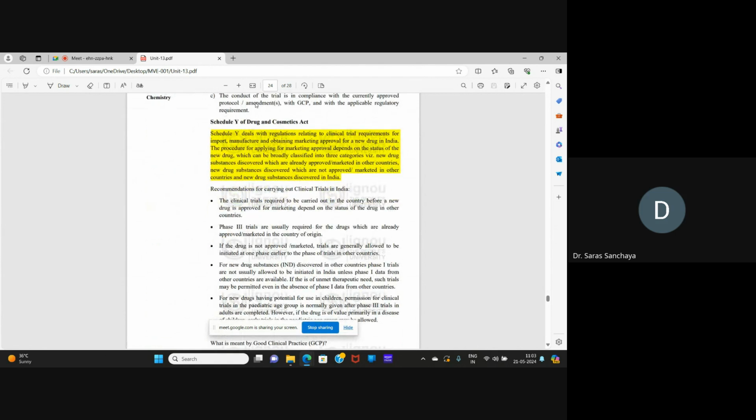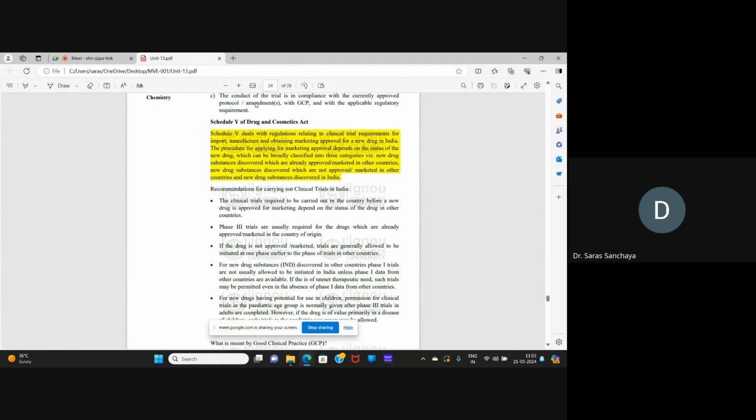Now we come to the last part, that is Schedule Y and Drugs and Cosmetics Act. Schedule Y deals with regulations relating to clinical trials, requirements for import, manufacture, and obtaining marketing approval for a new drug in India. The procedure for applying for marketing approval depends on the status of the new drug, which can be broadly classified into three categories: new drug substances discovered which are already approved, marketed in other countries; new drug substances discovered which are not approved, marketed in other countries; and new drug substances discovered in India.